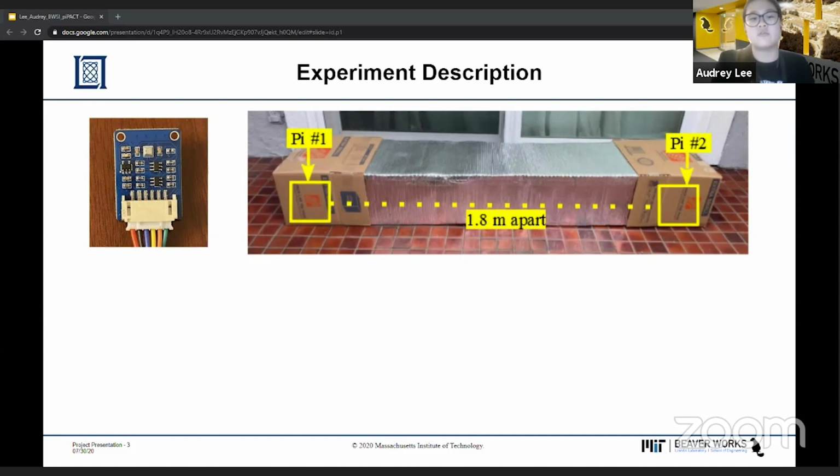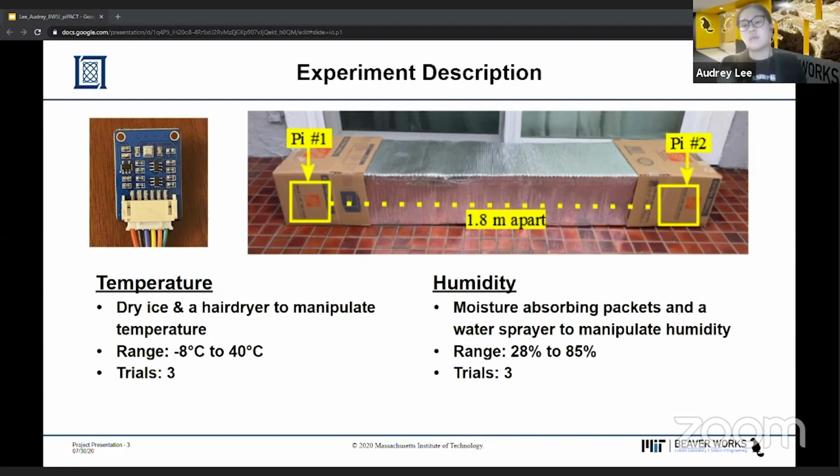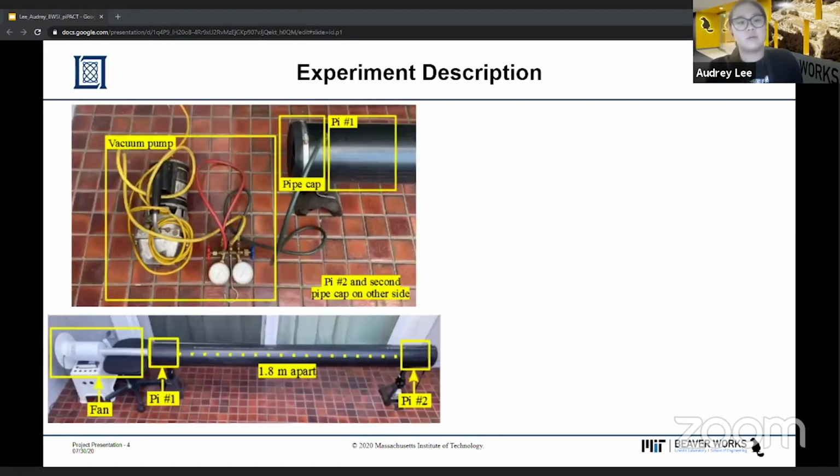For temperature, I used dry ice to lower the temperature down to -8 degrees Celsius and took scans while the temperature slowly rose back up. And I used a hairdryer to raise the temperature up to 40 degrees Celsius and took scans as the temperature fell. And I did a similar process for humidity. The humidity was lowered down to 28% using some moisture absorbing packets that were placed inside of the box, and the humidity was raised up to 85% just by spraying water into the box. For both of these experiments, I did 3 trials. The second setup was used for my pressure and wind speed experiments.